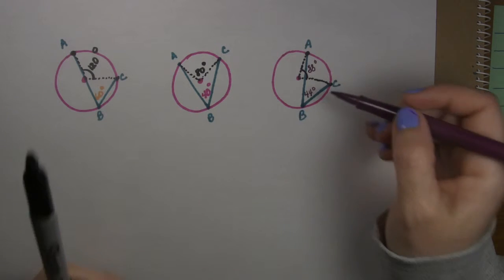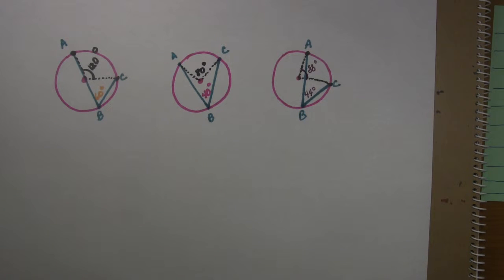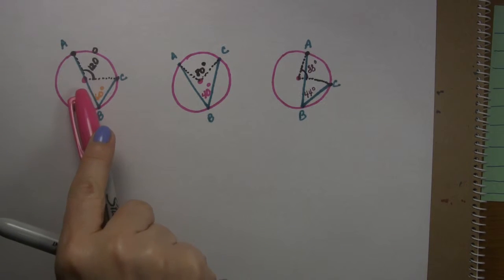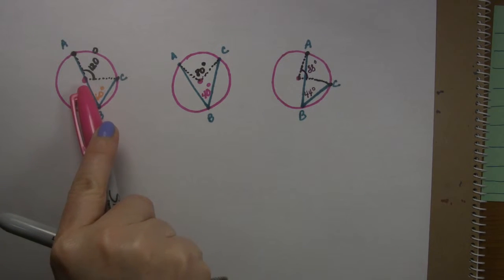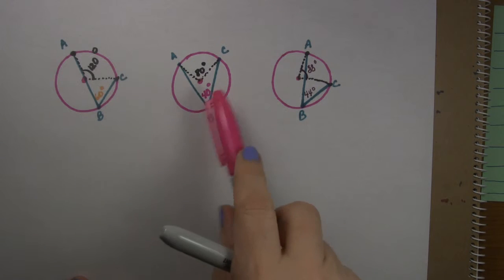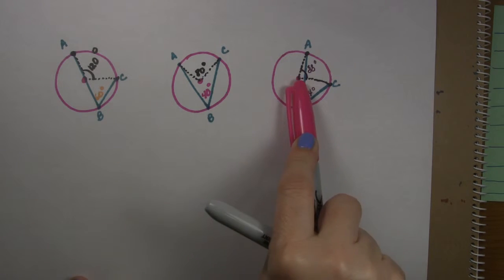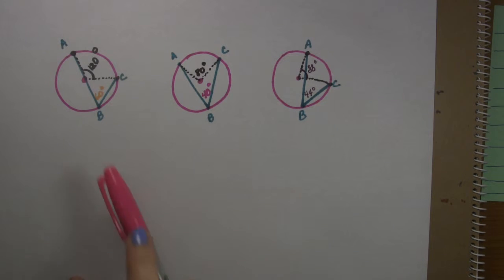So that is how you measure inscribed angles. They are always half of the intercepted angle. And it doesn't matter if the inscribed angle goes through the center point, goes around the center point, or avoids the center point altogether. It does not matter. It always works out this way.